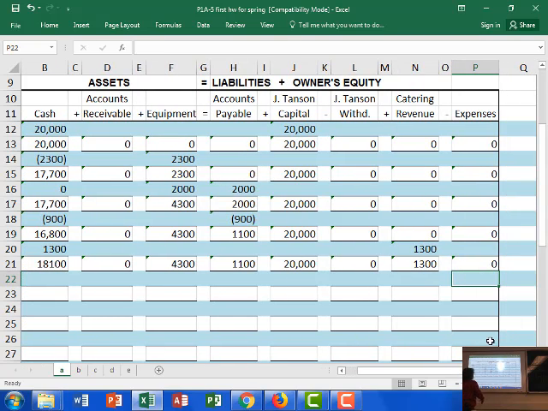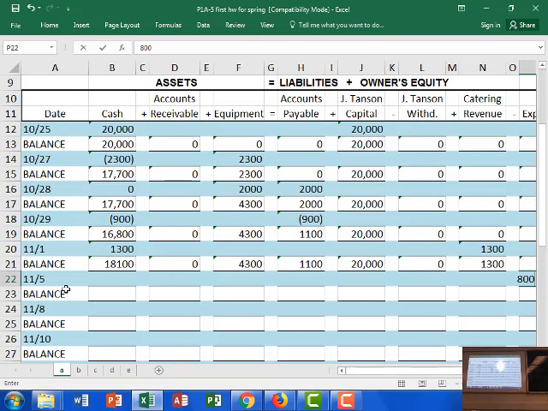So you're going to debit your expenses for how much money? $800. And then you're going to credit or decrease cash by how much? $800. All the others are not impacted, right? And then you bring your balances down.